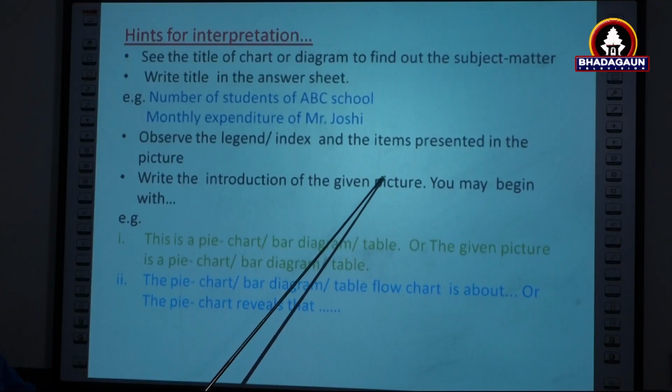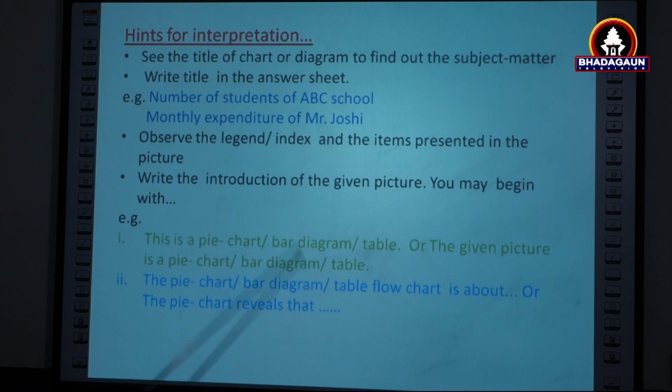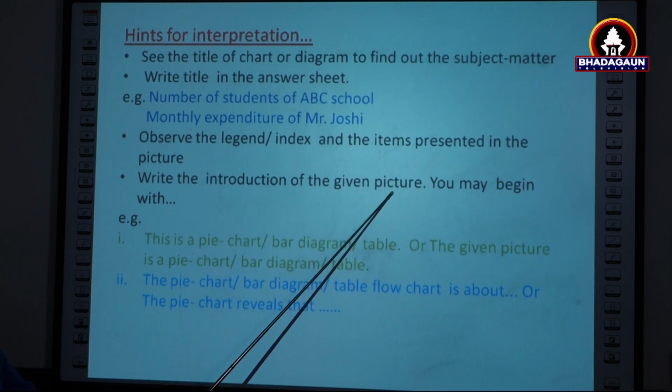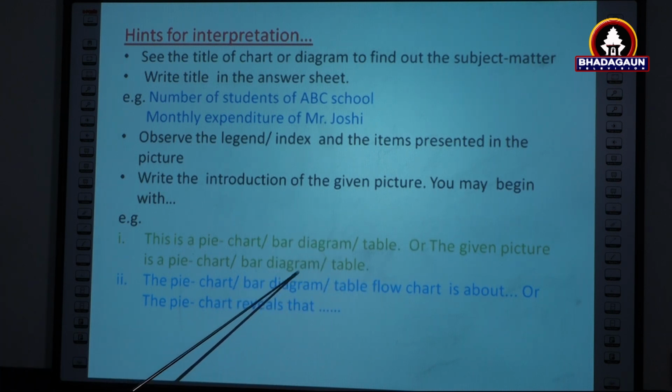So, when you write the first paragraph, the first duty is to write the title. I guess everybody writes the title of that picture at the very top of the page, or answer sheet. After that, when you finish writing the title, the second duty is to write the introduction of the given picture. When you write the introduction in the very first paragraph, you have to follow the language structures. You have to follow the basic language functions.